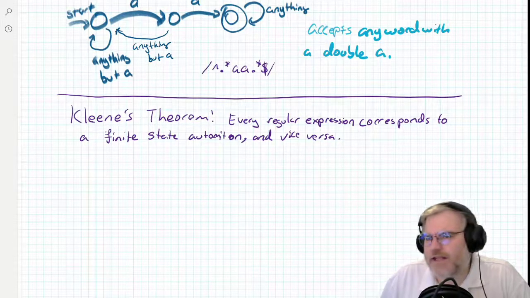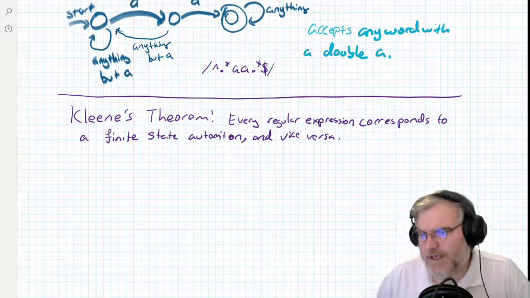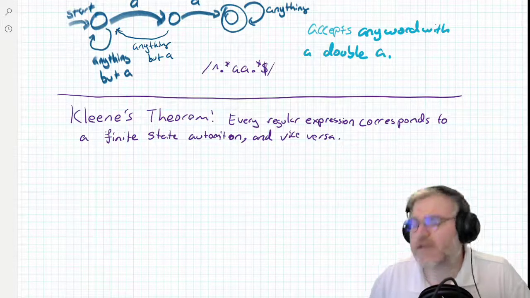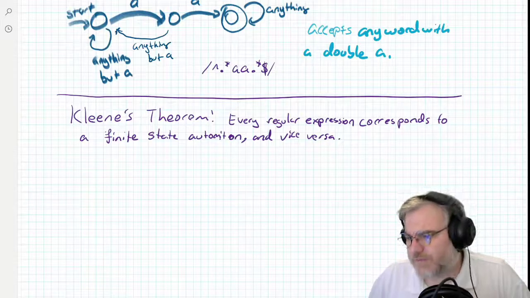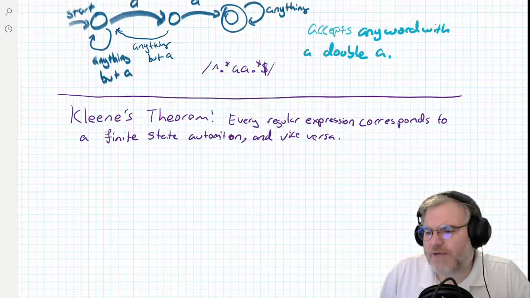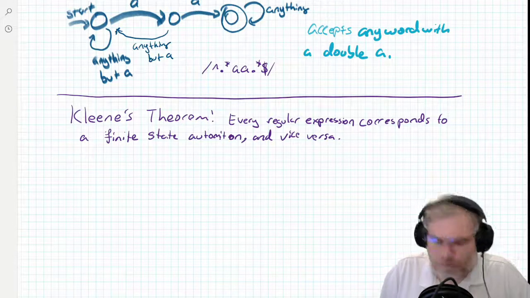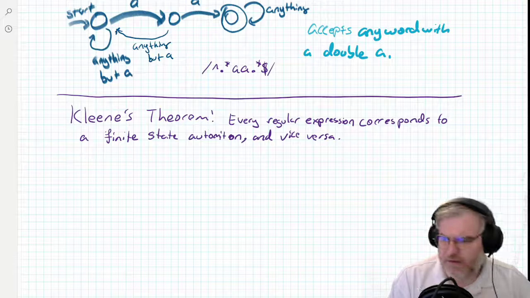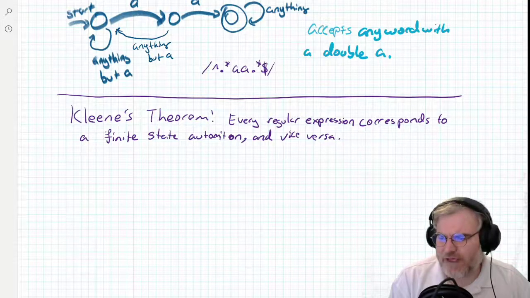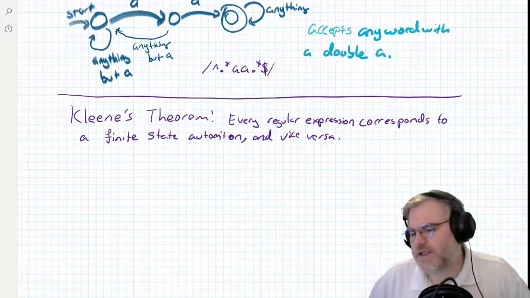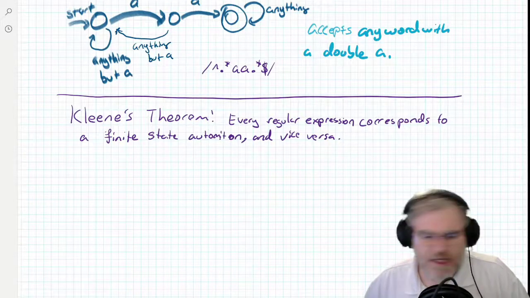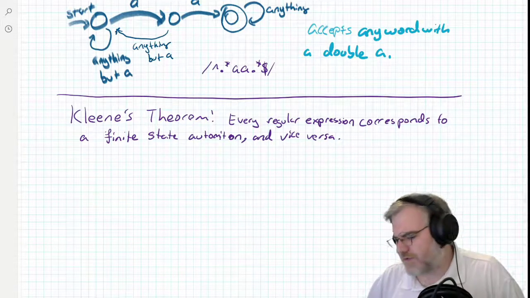Okay, so that's Kleene's theorem. Every regular expression corresponds to a finite state automata, and every finite state automata corresponds to a regular expression. Okay. How do we feel about this, 1 to 5? That's the whole point of this. Right? Every finite state automata is a regular expression, and every regular expression is a finite automata. Proof in the book if you're interested.